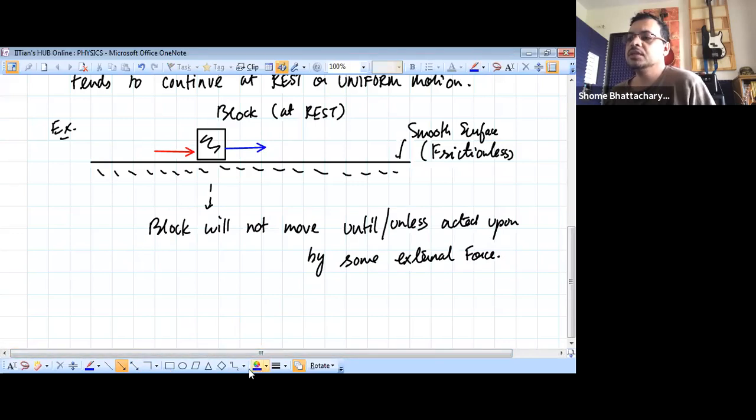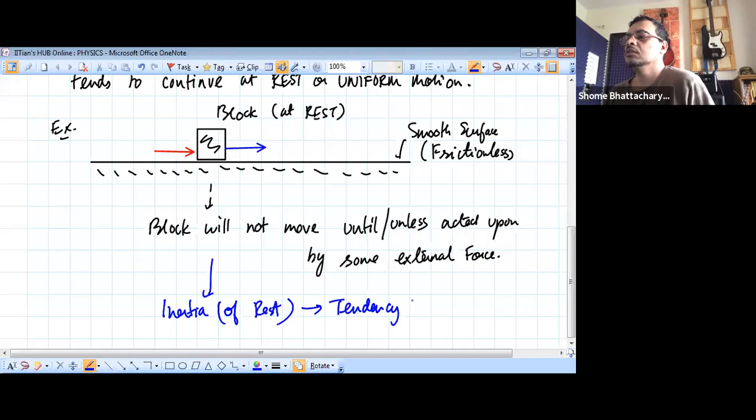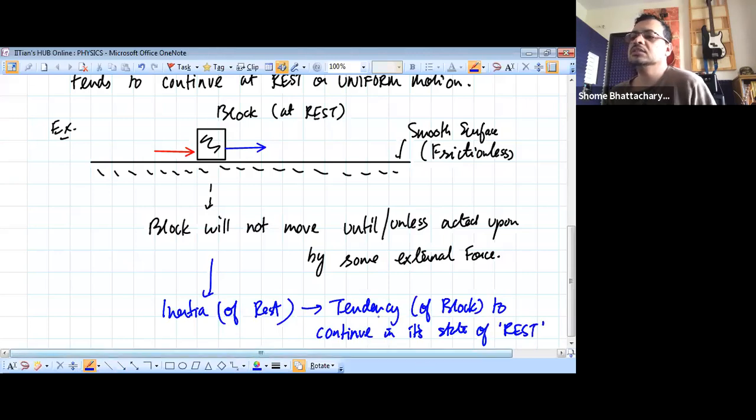So this property is called the inertia of rest. This tendency of the body to continue in its state of rest is an example of what we call the inertia of rest.